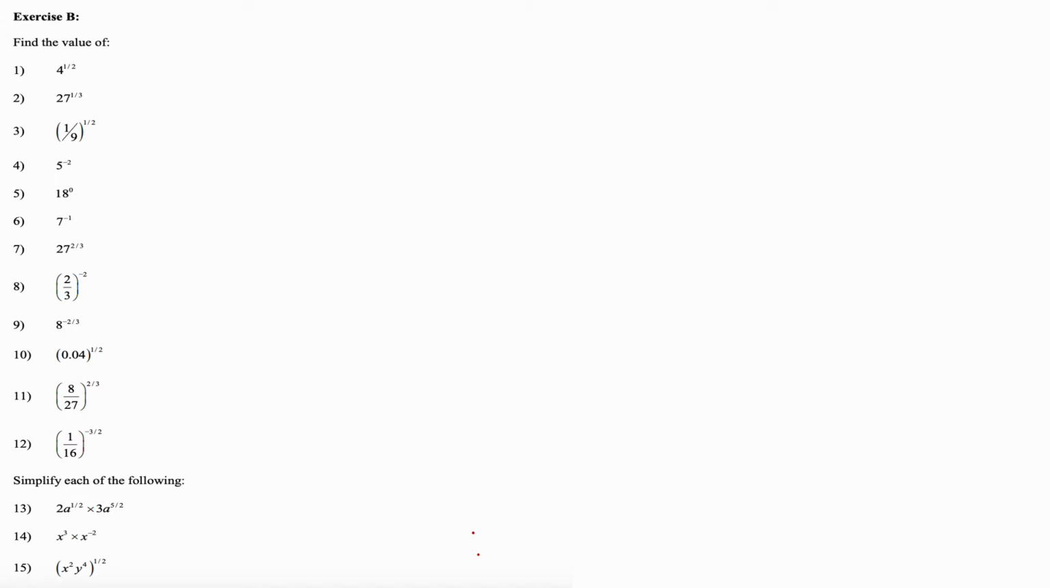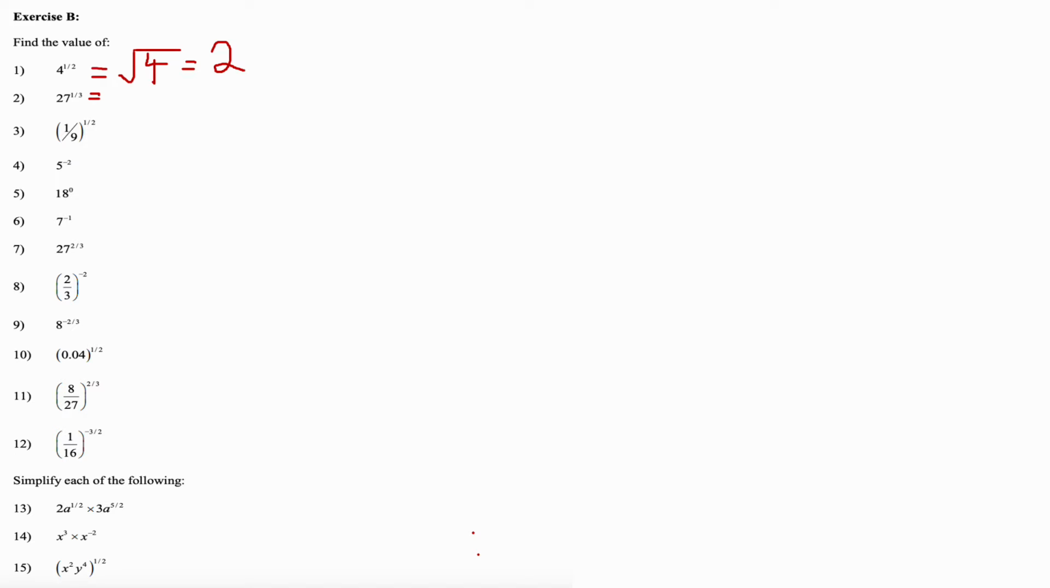This is question number 1, 4 to the power of a half. So in maths, anything to the power of a half just means the square root, or the second root we say. So the square root of 4, which is just 2. So power of a half means square root.